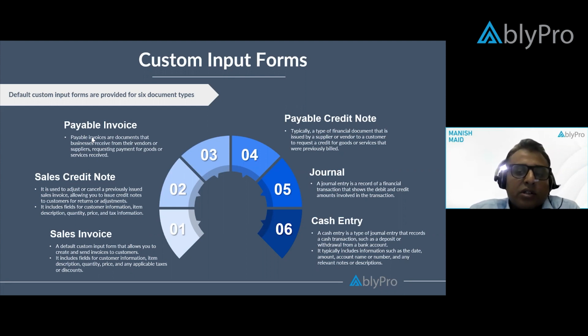And then there is a cash entry. Cash entry is a type of journal entry that records a cash transaction, such as a deposit or withdrawal from a bank account. So it typically includes information such as the date, amount, account name, number, and any relevant notes or description. So this is a very important factor, because if you receive cash or deposit cash, or pay cash, these entries need to be generated into the system so that you can match them with the relevant invoice and can close the transaction.